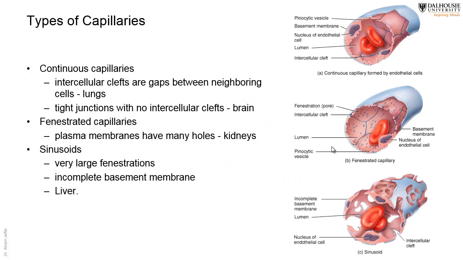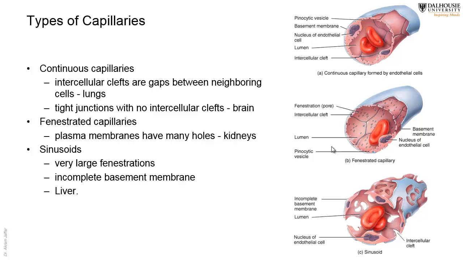Capillaries are divided into three types. So we have continuous capillaries, and here they don't have gaps in the endothelial cells, and there are intercellular spaces. They allow the passage of material between the blood and the extracellular compartment. Actually, many of the capillaries in the body are continuous.